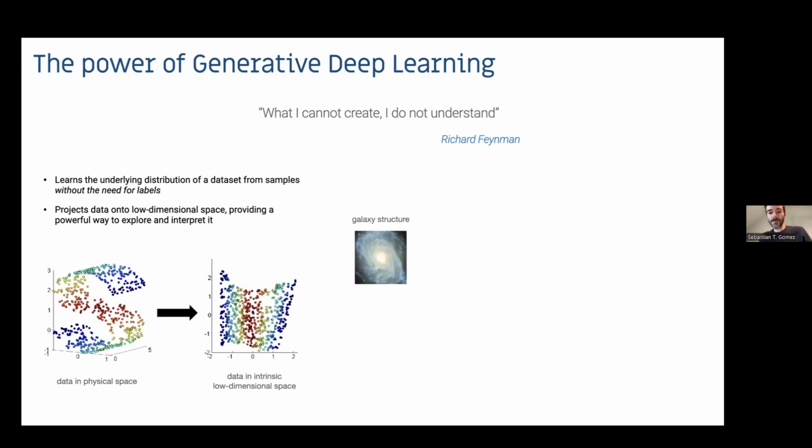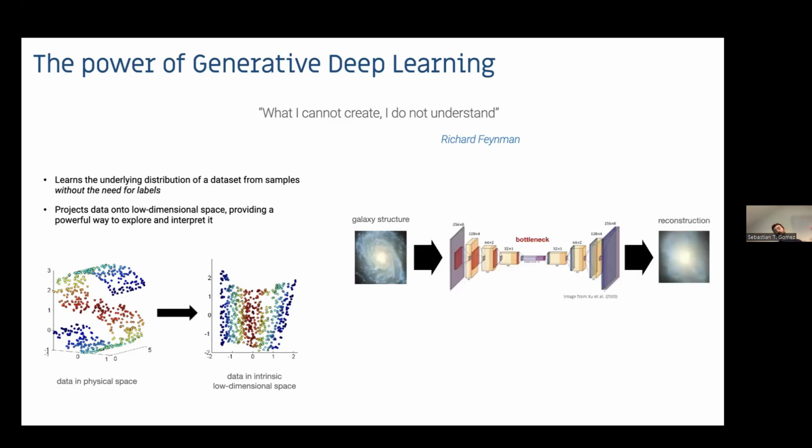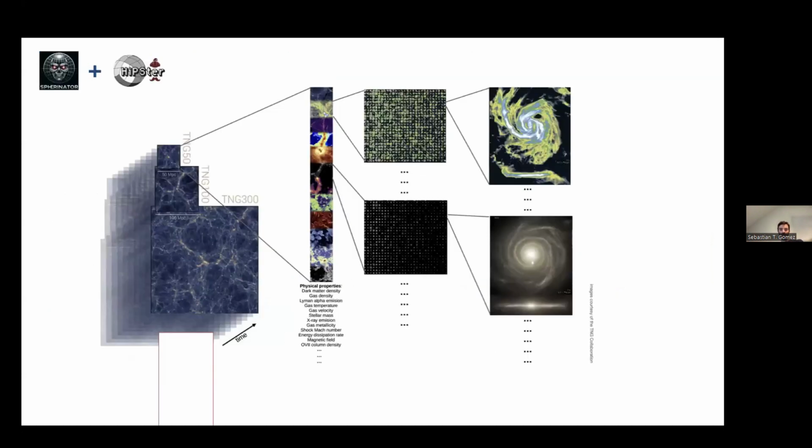In this case, we have an example of the structure of a galaxy in one of the illustrious TNG simulations. You put it through a generative deep learning model. In this case, this is a variational autoencoder that puts the information through a bottleneck and tries to reconstruct it on the other side. But this bottleneck only allows a little bit of information to go through. So it has to prioritize the most important aspects of your data. And in that sense, it can compress the structure into only a few numbers. And this is what makes the space more intuitive and more easy to explore.